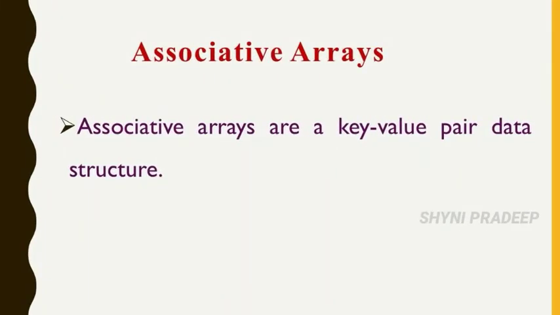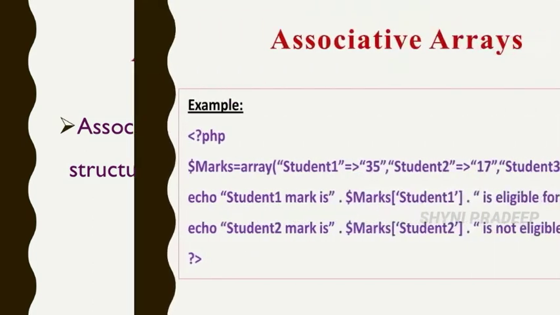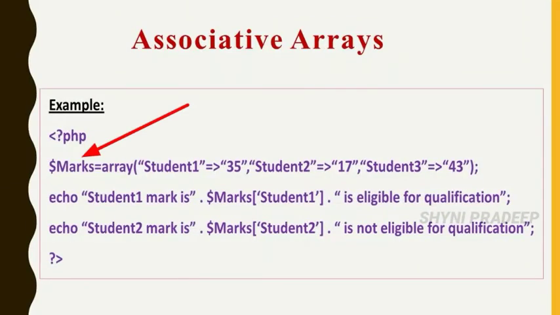And next let us see associative arrays. Associative arrays are a key value pair data structure. Here each key has its own specific value, which means named keys. See this example. Marks is a variable name. Next array is a keyword. Within the parenthesis, student 1 is a key and 35 is its value, and student 2 is a key and 17 is its value. Student 3 is a key and 43 is its value.